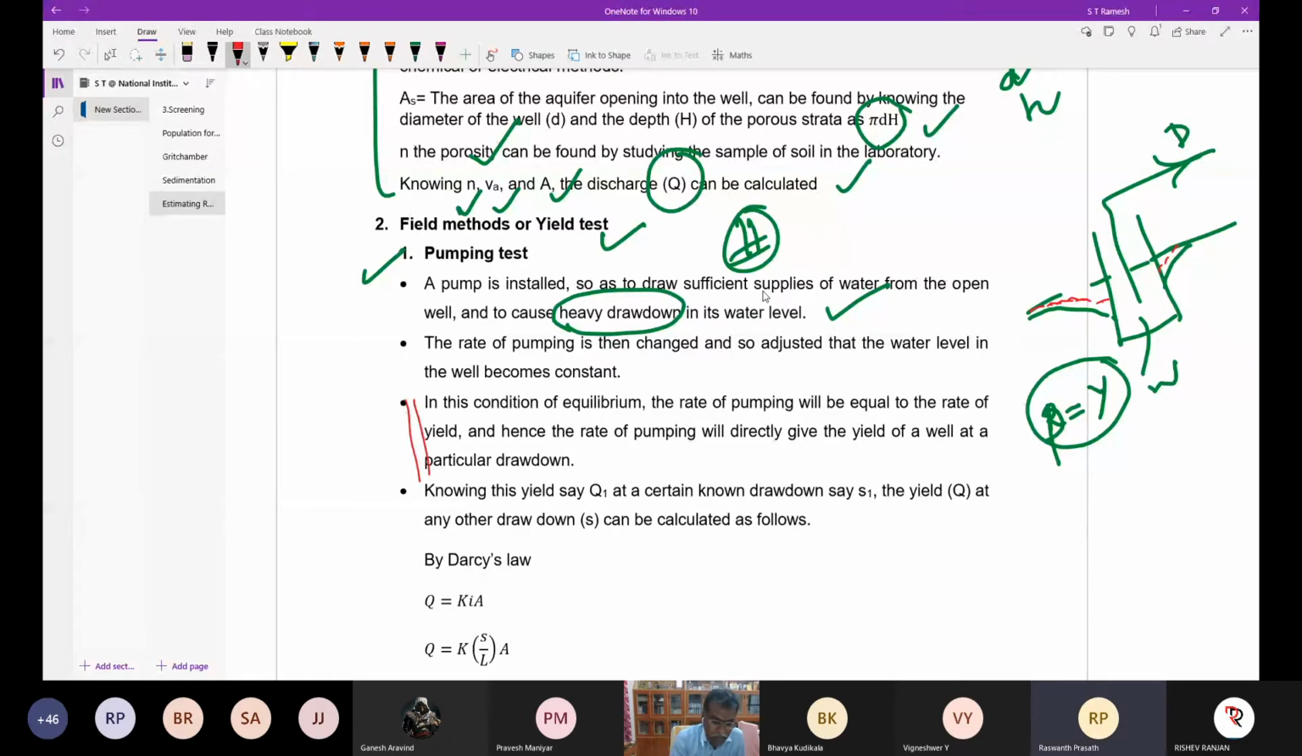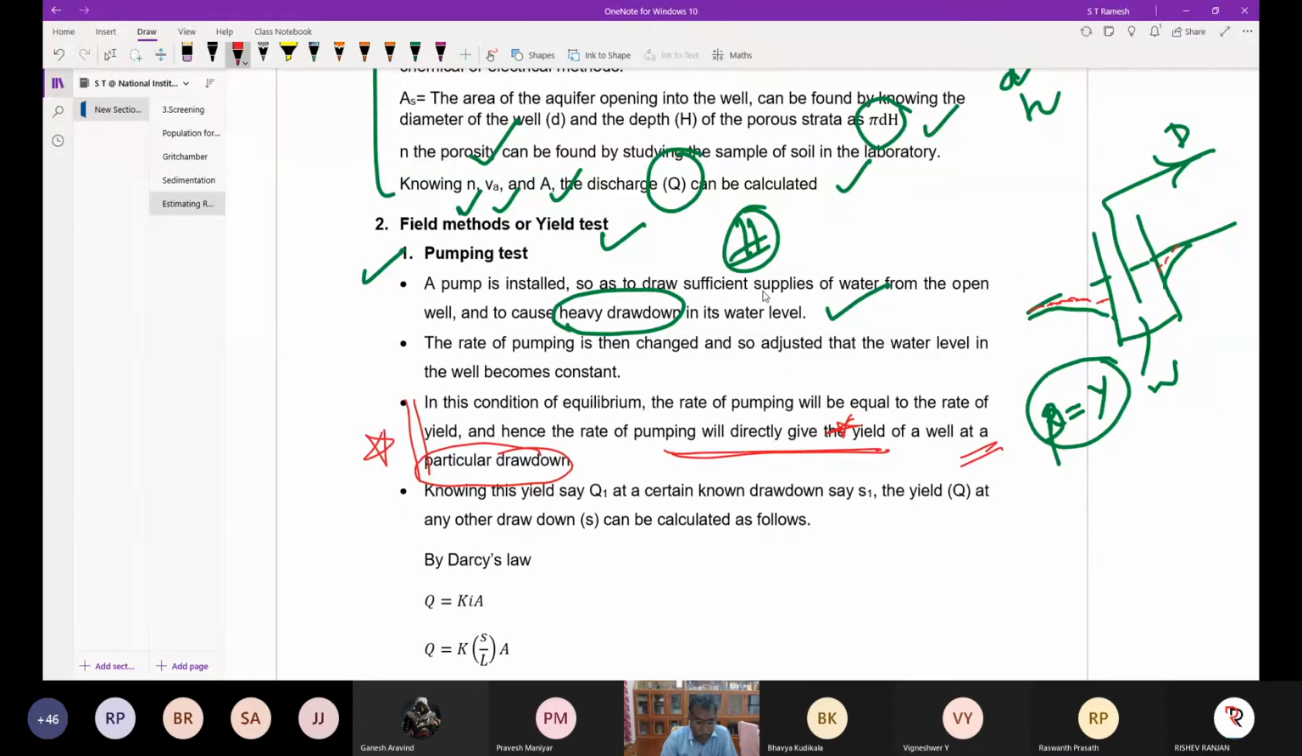Yes, sir. This condition you have to remember. In this condition of equilibrium, the rate of pumping will be equal to the rate of yield, and hence the rate of pumping directly gives the yield of the well for a particular drawdown. This is important. For a particular drawdown, I can adjust the pump, thereby whatever I am pumping out will be equal to the yield of my well.